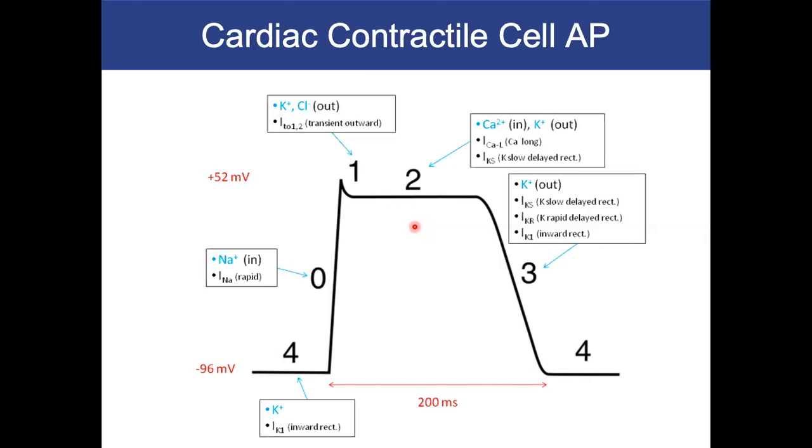So that calcium is available for myosin to bind to actin, right? Also, this is going to make sure that you have a really long absolute refractory period so that you can't get another action potential, right?